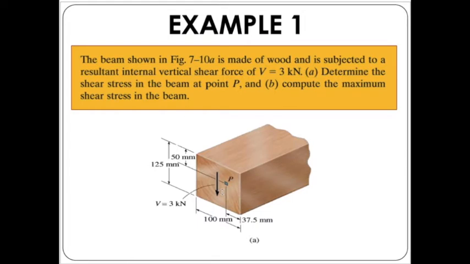Right, so we are going to determine the value of the shear stress at point P, and we are going to compute the maximum shear stress that is happening in the beam as well. Based on this figure, we are also given the value of V, the shear force, V equals 3 kilonewton. So we are going to use that in the equation.